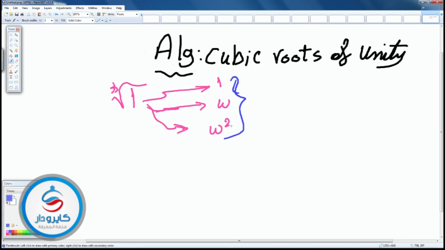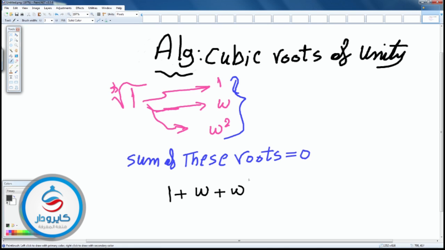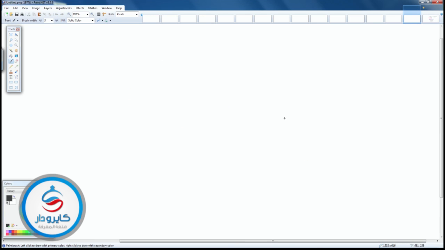We have some properties of these roots. The sum of these roots equals 0. That means 1 plus omega plus omega power 2 equals 0. By the way, 3 plus 3 omega plus 3 omega square also equals 0, etc. This is the first part.